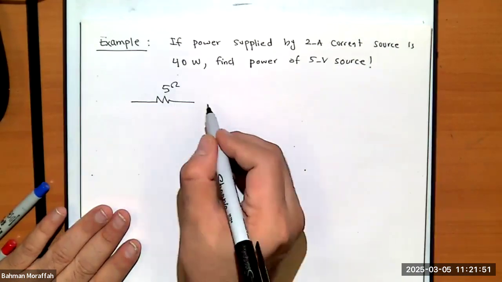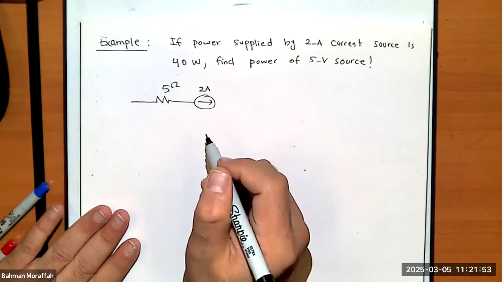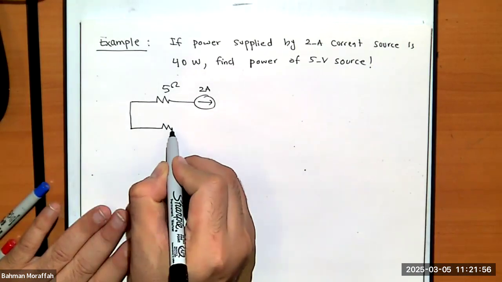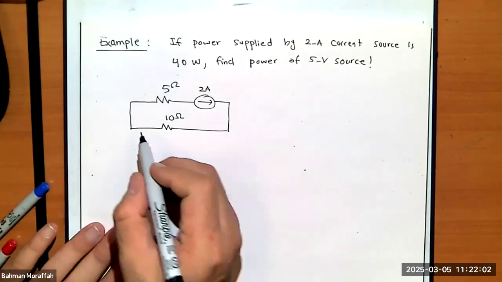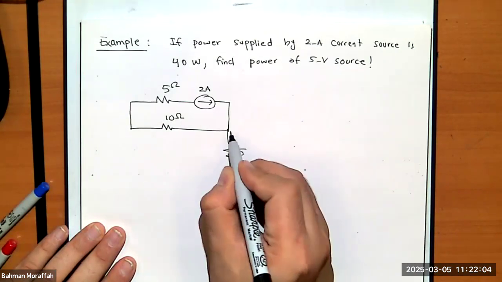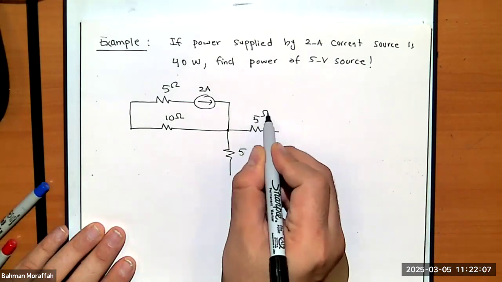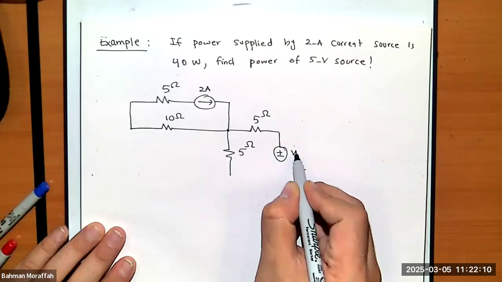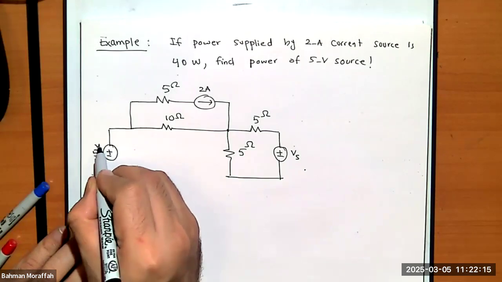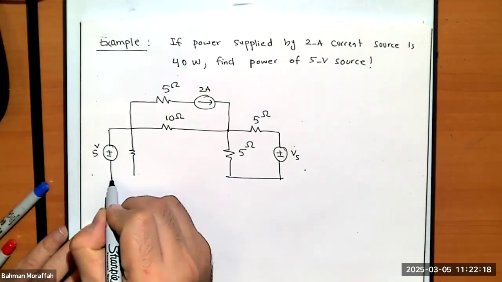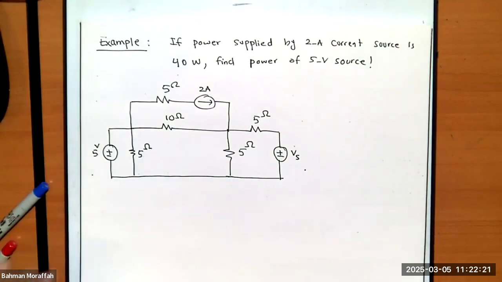I have a 5 ohms resistance. I have a 2 amps current source. Then I have a 10 ohms resistor, a 5 ohms resistance, another 5 ohms resistance, some source with value Vs, a 5 volts source, and a 5 ohms resistance. Right? The question is, what is power for this element? Right?